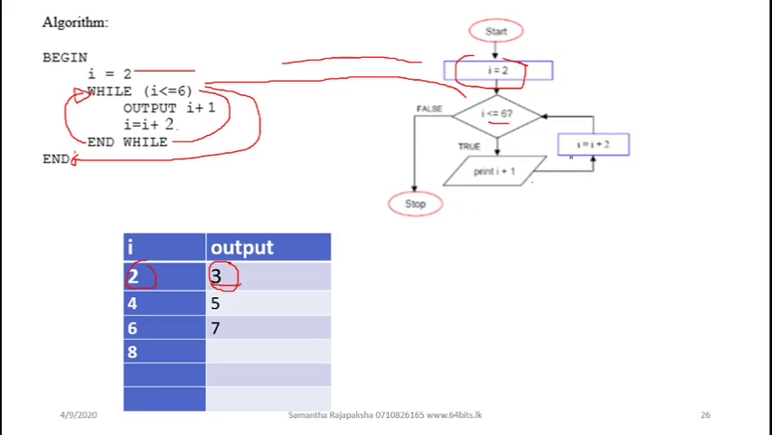Then I is incremented by 2. The current value of I is 2. 2 plus 2 is 4. Otherwise you may get confused by this one. This is an incrementation only for printing. The value of I is not incremented there. The value of I is incremented here.